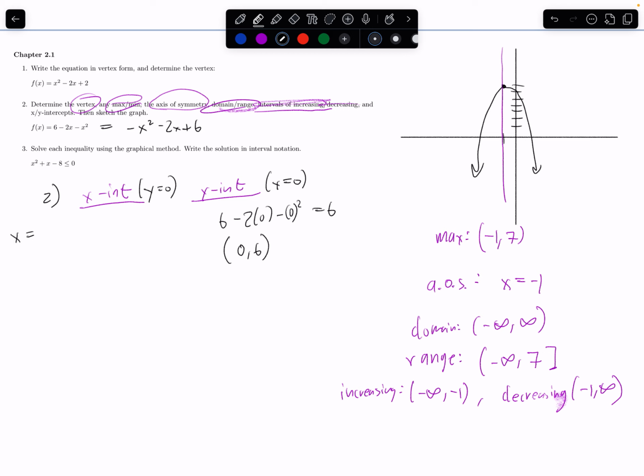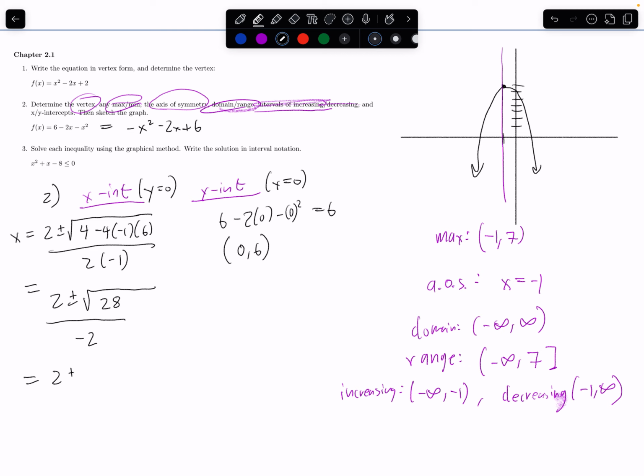So I'm just going to plug into the quadratic equation. That's negative b, which is 2, plus or minus the square root of b squared, which is 4, minus 4a, which is negative 1, times c, which is 6, all over 2a, which is 2 times negative 1. Which is 2 plus or minus the square root of 4 plus 4 times 6, which is 24. So that's going to be 28, right? And all over negative 2. Okay, that's kind of nice. It's going to be 2 plus or minus the square root of 28, which is 4 times 7. So I can take the square root of 4 to get 2 root 7, over negative 2.